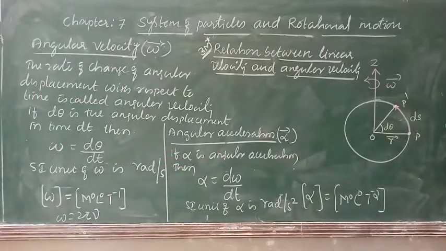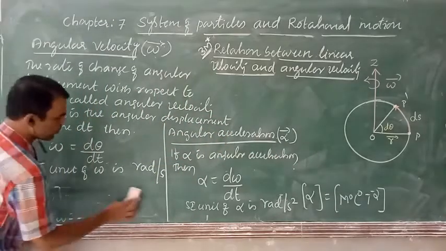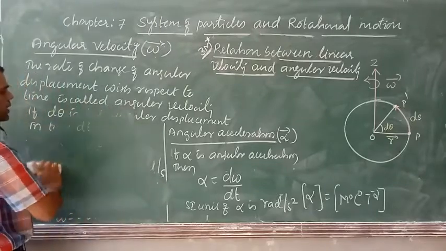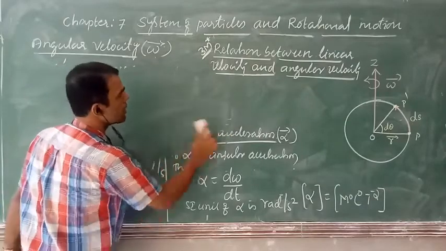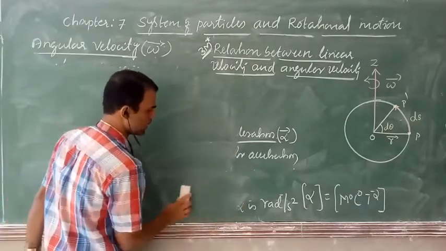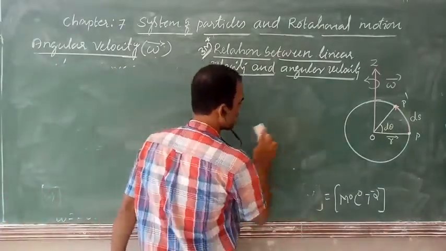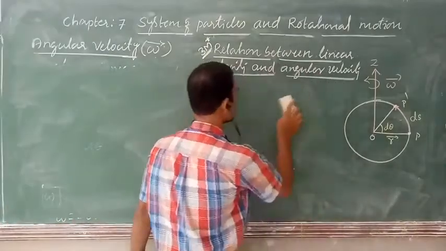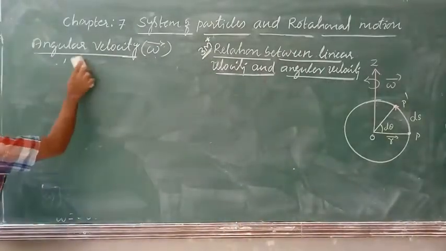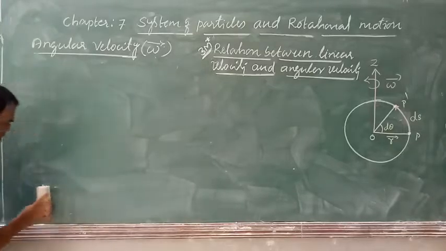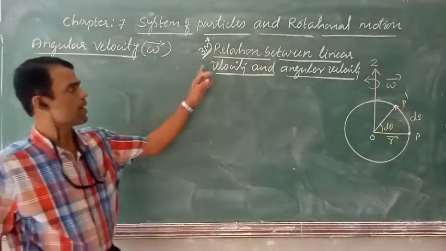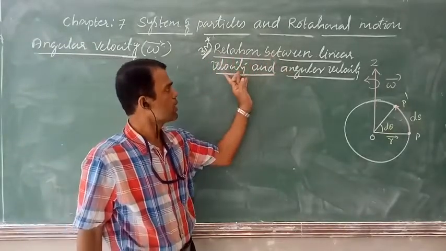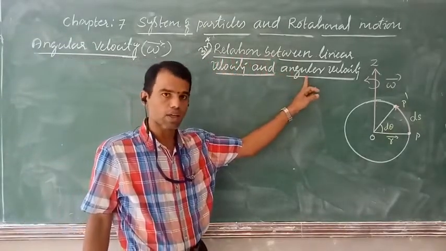Now let us consider a very important derivation, that is, the relation between angular velocity and linear velocity, or the relation between linear velocity and angular velocity. This is a very important 3 marks question: derive the relation between linear velocity and angular velocity.